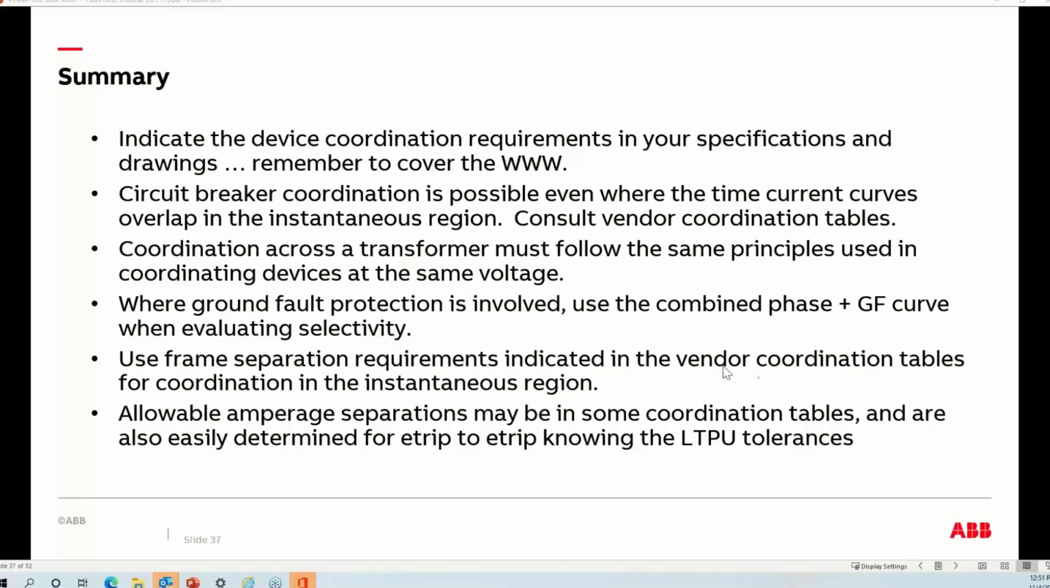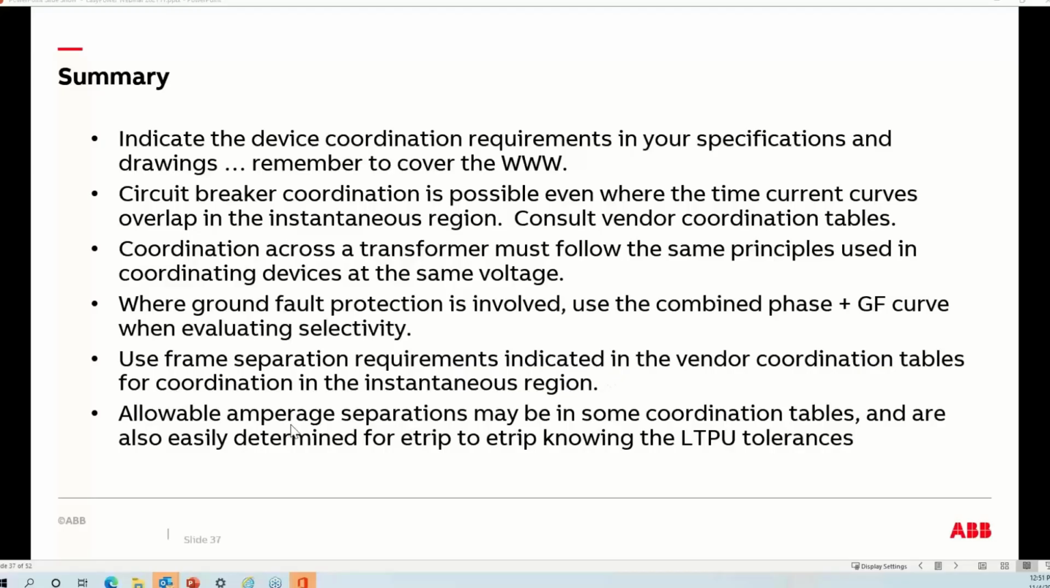Using frame separation requirements indicated in the vendor coordination tables for coordination in the instantaneous region is a must to be able to consistently produce designs that can be coordinated by vendor offerings.